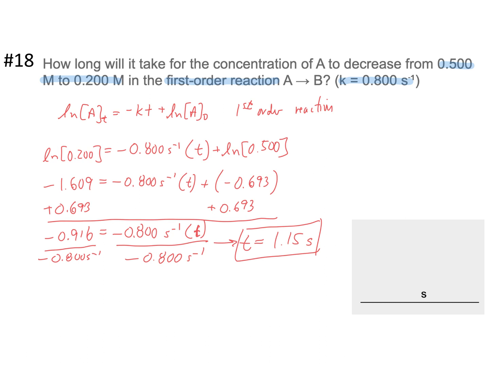The biggest thing with these questions is just knowing what equation to use. And they told us that when they said this is a first order reaction. First order reaction means we want to use natural log of concentration equals negative kt plus natural log of our initial concentration. From there, you want to make sure you're plugging in the correct concentrations in the correct places in that equation, and then solving for rate constant or concentration, or in this case, time.